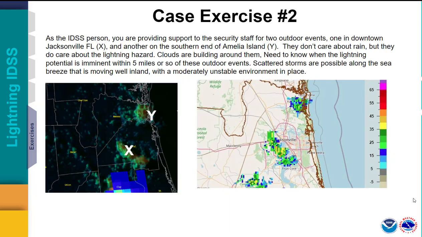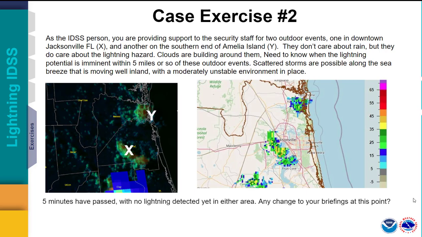5 minutes later, are there any changes needed to your briefing information? We see a larger 40 dBz core at -10 Celsius around downtown Jacksonville to suggest that lightning, which has not yet been detected, is imminent around downtown Jacksonville. No sign yet of an imminent threat for the cell west of the southern end of Amelia Island.